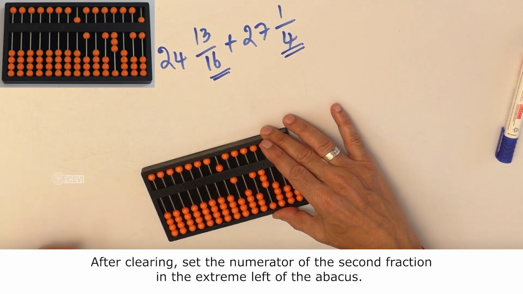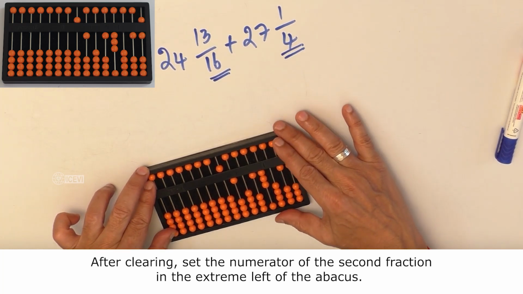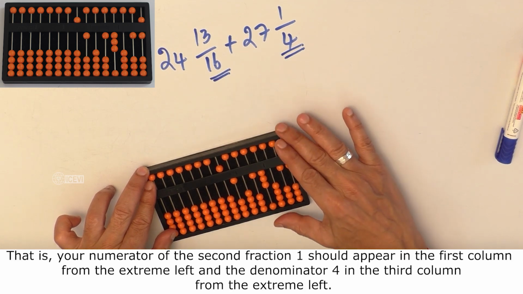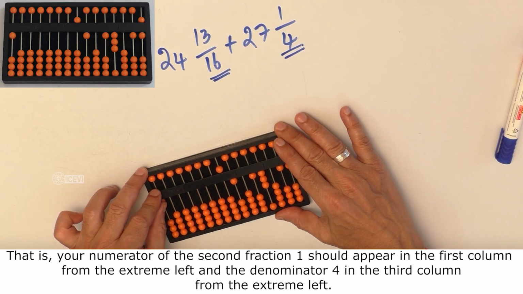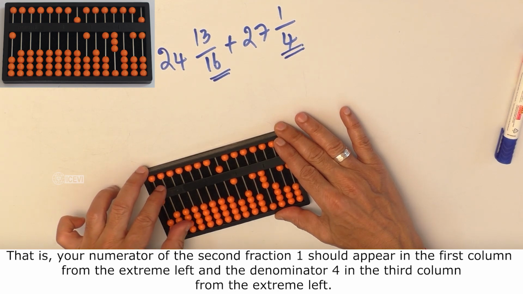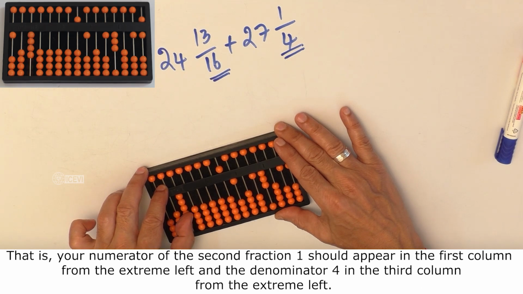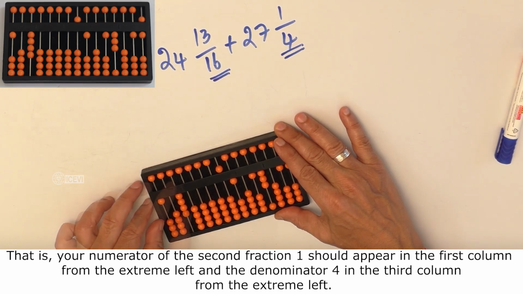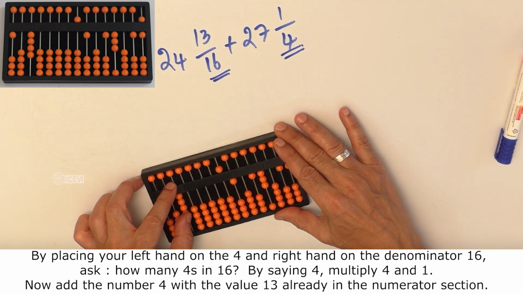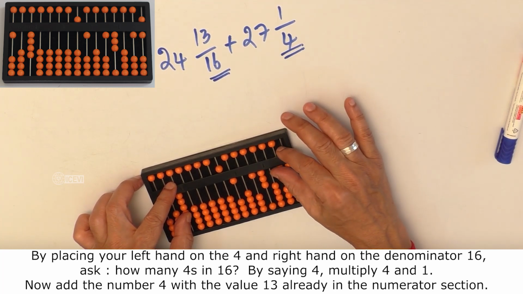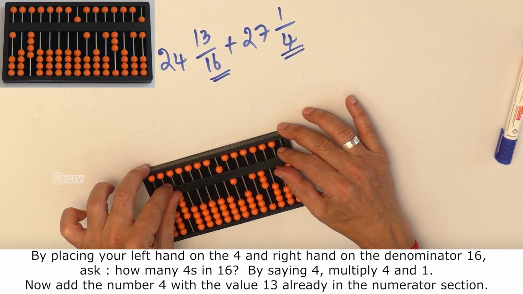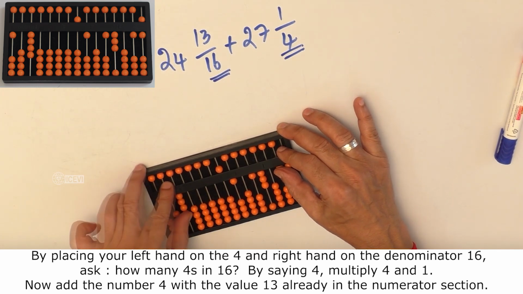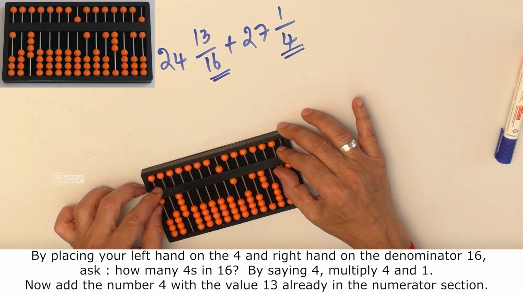After clearing, set the numerator of the second fraction in the extreme left of the abacus. That is, your numerator of the second fraction, 1, should be set in the extreme left, skip a column, and the denominator 4 should be set in the 3rd column from the extreme left. By placing your left hand on the number 4 and right hand on the common denominator 16, ask how many 4s in 16. By saying 4, you set the 4 there itself and multiply 4 with 1.